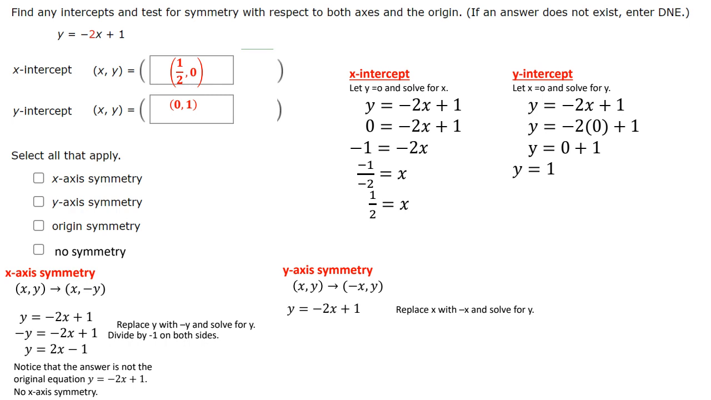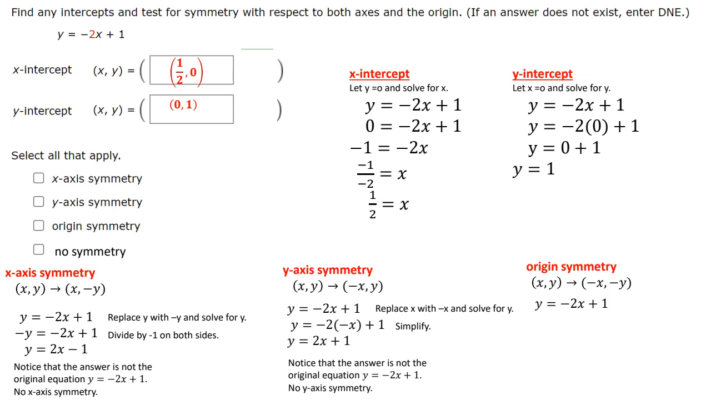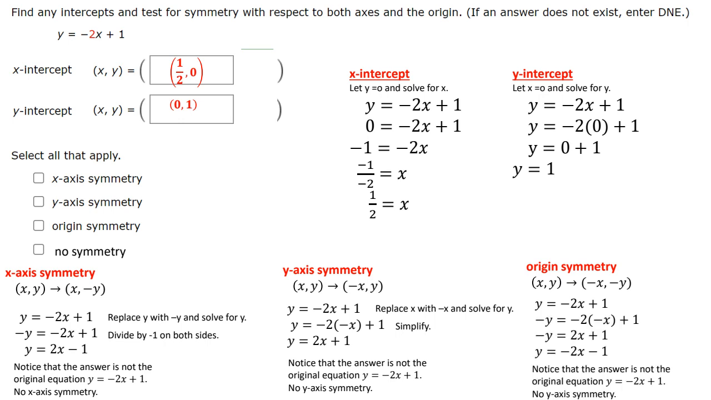For the y-axis symmetry, we replace the x with a negative x, and then we solve again. So this is our equation, y is equal to minus 2x plus 1. Again, we replace the x with a negative x, and we simplify, and we have our equation y is equal to 2x plus 1. This one is also not the exact same equation that we started with. So since it altered it, it does not have y-axis symmetry. And then to check for the origin symmetry, we replace both the x and the y with a negative, and we solve for y again. And when we do this, we see that we still get a different equation. It's not the same one that we started with.